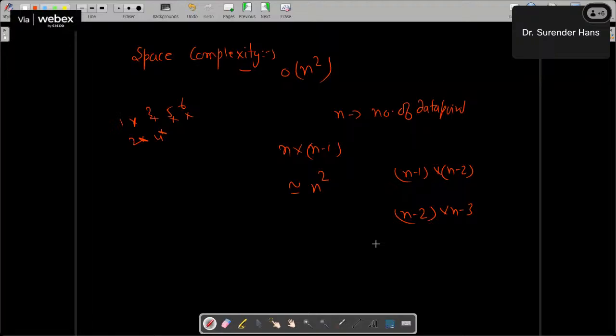Initially we have calculated the n square distance, and as I said, this agglomerative hierarchical clustering keeps all the track record. It stores it in memory, so its space complexity is n square.